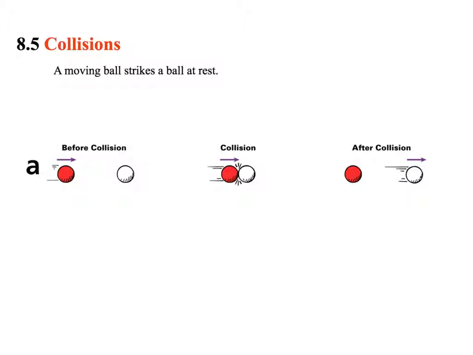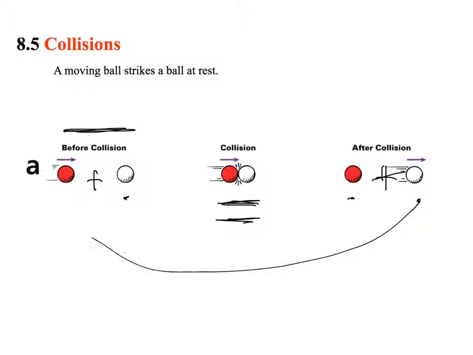Here's an example. A moving ball strikes a ball at rest. Before the collision, this ball is moving to the right. This ball is standing still. Here's our equal sign where the collision takes place. You can think of that as the plus, and that is the plus. If we're thinking about our formulas, there's the collision. After, this one's standing still now, and now this one's moving at the same velocity that this one was over here.